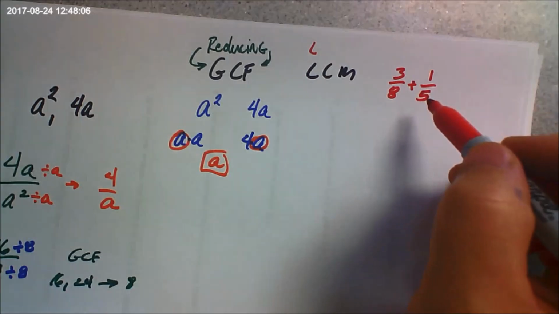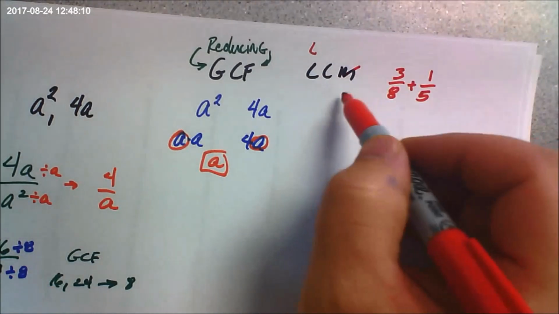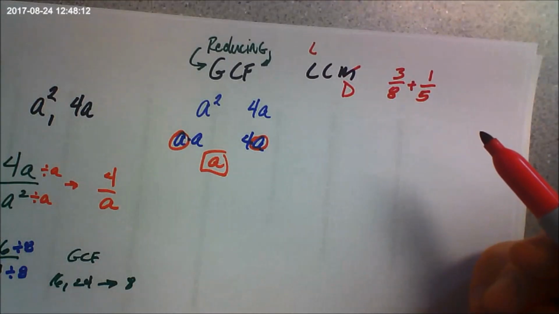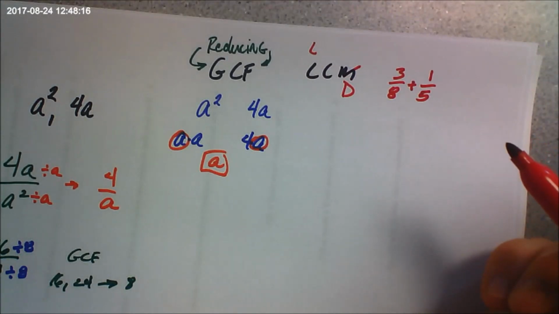What do you need to have in order to put those together? Lowest common denominator. The lowest common multiple is also used for the lowest common denominator. It's used for other things too, but that's what we're going to use it for.